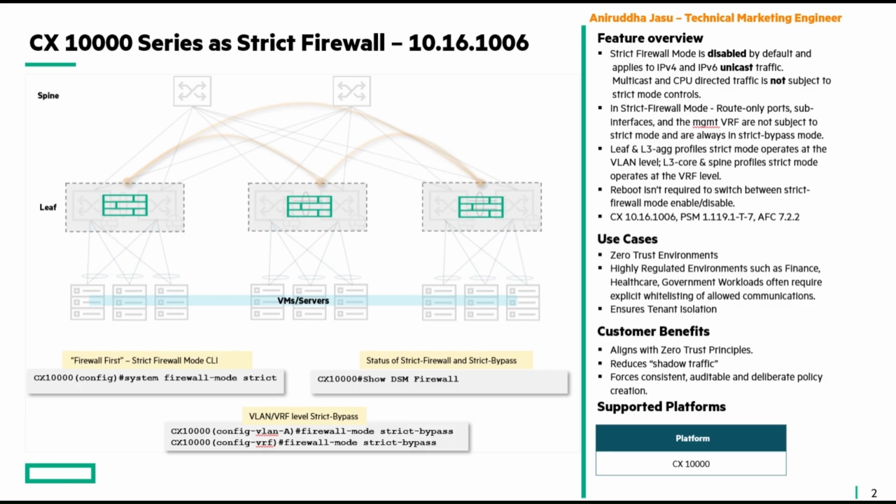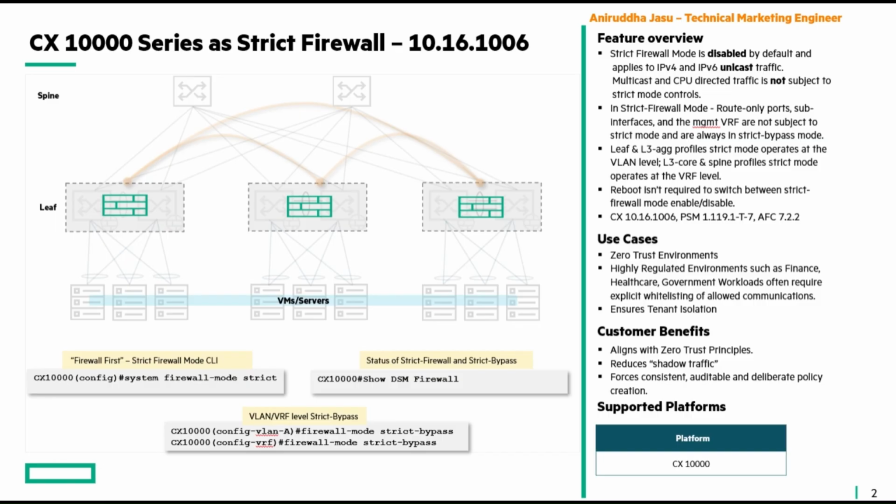The strict firewall mode is not enabled by default for the obvious reasons, and it applies to the IPv4 and IPv6 unicast traffic only, right? It can be enabled on the CX box using the CX CLI, the REST-based config, which is pretty simple and straightforward. I will show that to you.